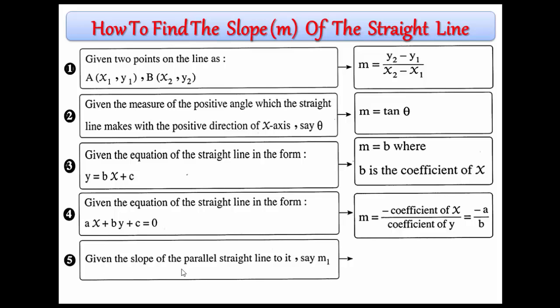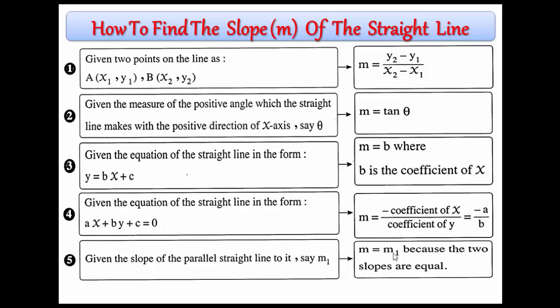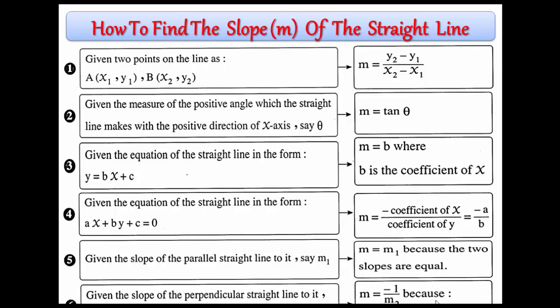Number 5, given the slope of a parallel straight line to it, say m1, we use this law: m equals m1, because the two slopes are equal. And the last one, given the slope of the perpendicular straight line to it, say m2, we use this law: m equals negative 1 over m2, because m multiplied by m2 equals negative 1.